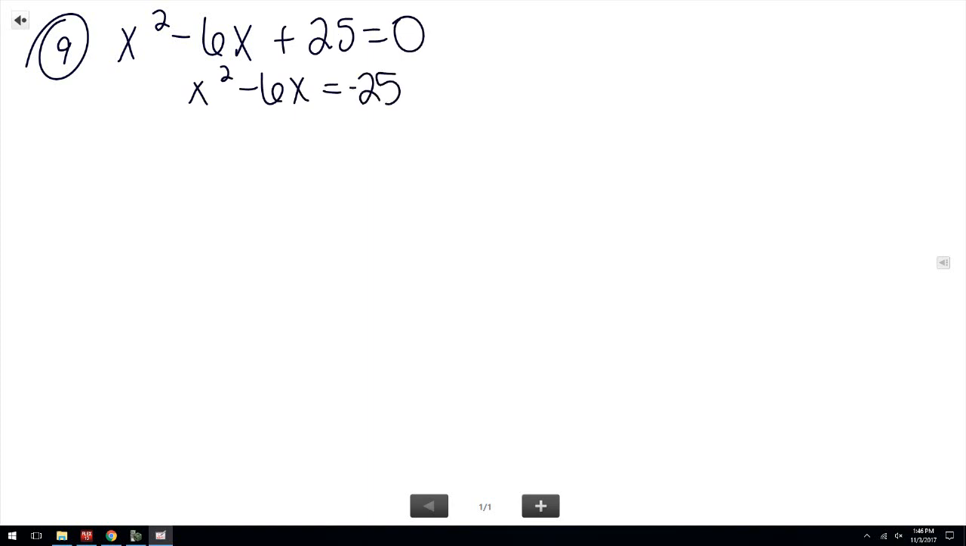Alright, you get equals negative 25? Alright, what's the second step? Then you divide the second term, B, by 2, then square it. Second step, go.